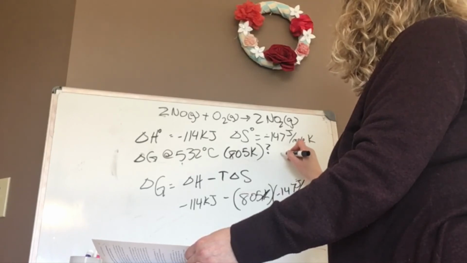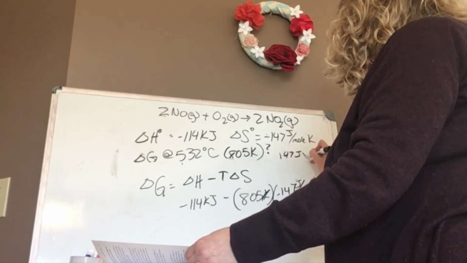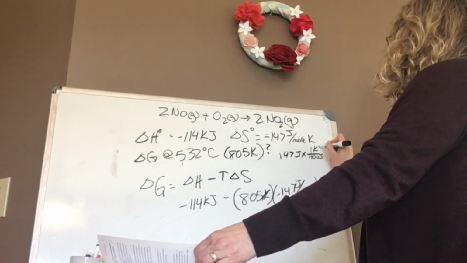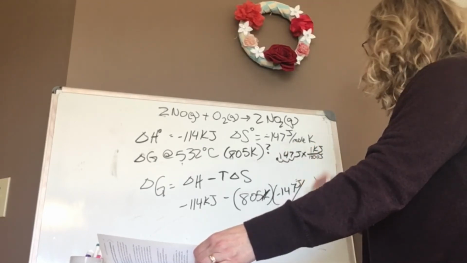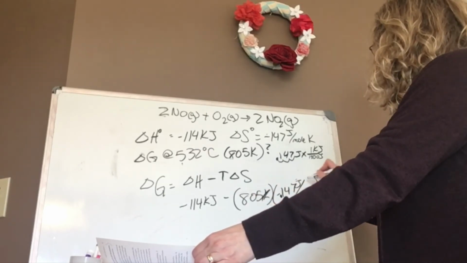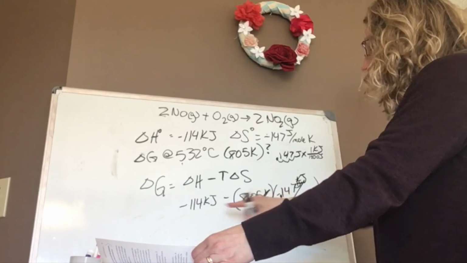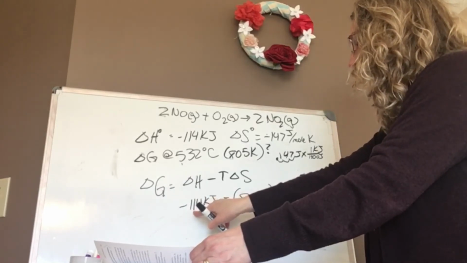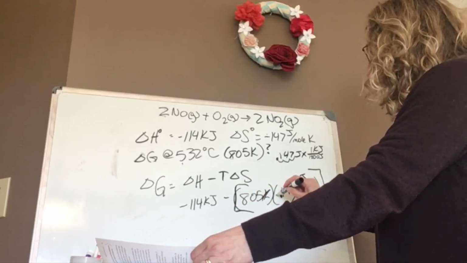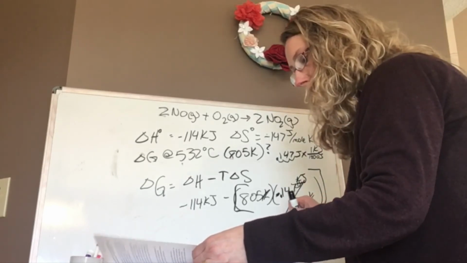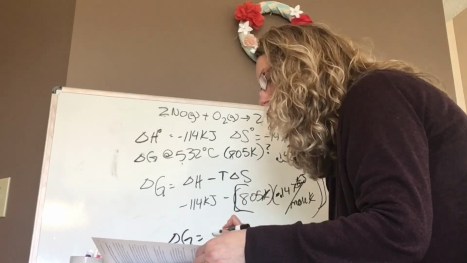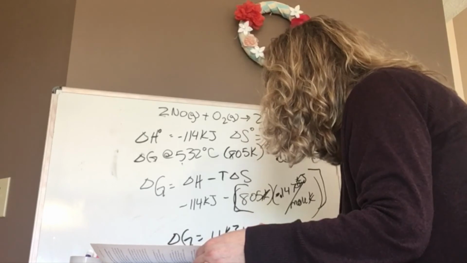If you don't know how to do that, remember there are 1,000 joules in 1 kilojoule, so I'm moving my decimal place 3 places. That was the hardest part of this one. Once I'm in kilojoules, it's order of operations. Negative 114 minus, make sure you do this in parentheses, 805 times negative 147, and you should get delta G equals positive 4 kilojoules per mole.